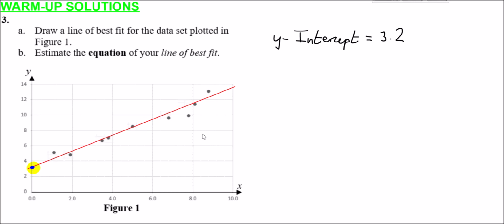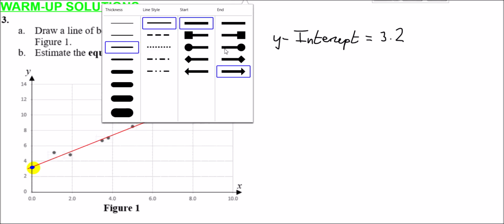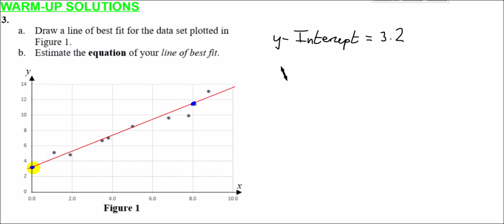And also I can take the point at 8, and that looks to me to be 11.6. So now we need to estimate the gradient based on these points. I'll take this line here and use this to map out the gradient. So let's have a look.